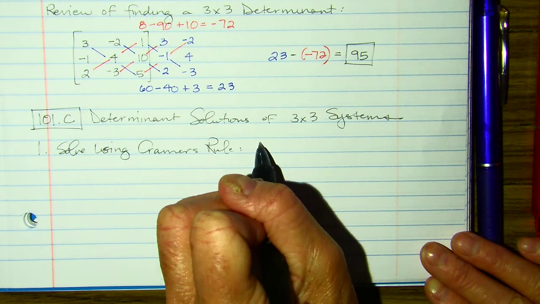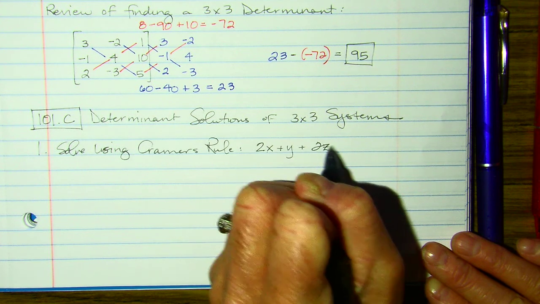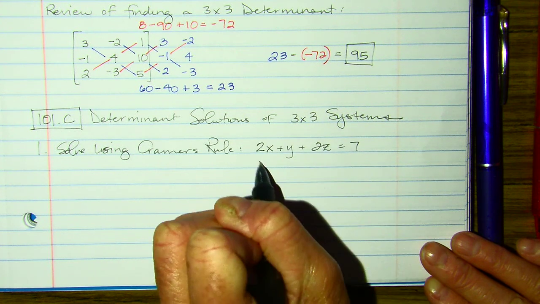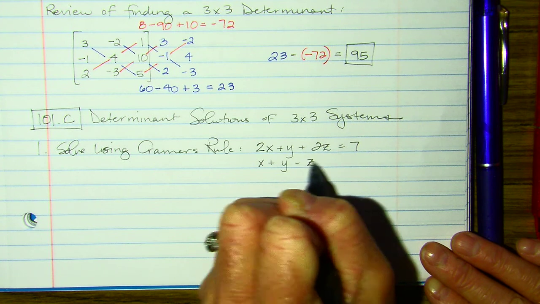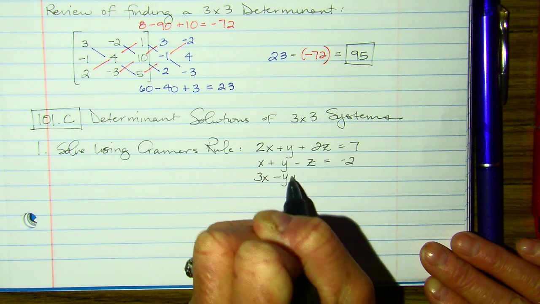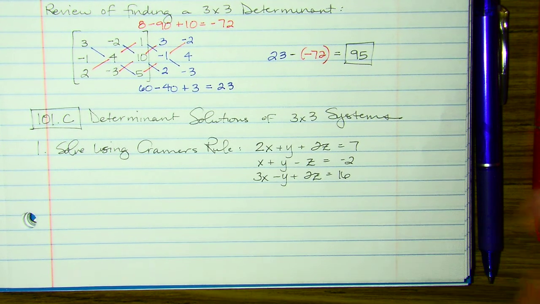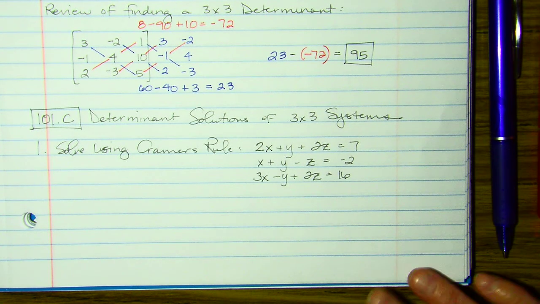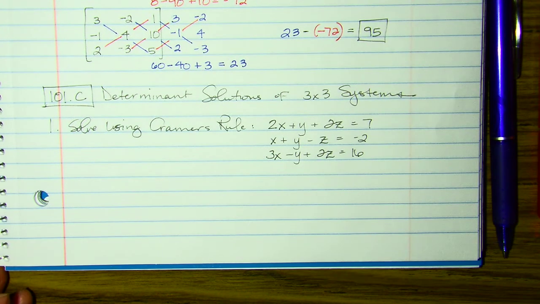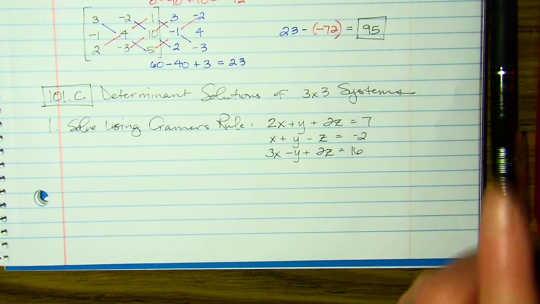So 2x plus y plus 2z equals 7. x plus y minus z equals -2. 3x minus y plus 2z equals 16. Now, they advise to find the bottom part first, but I'm not going to waste time. I'm going to jump right in. I'm going to start with x.